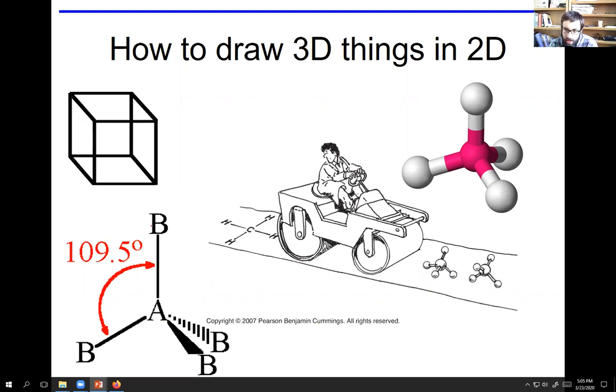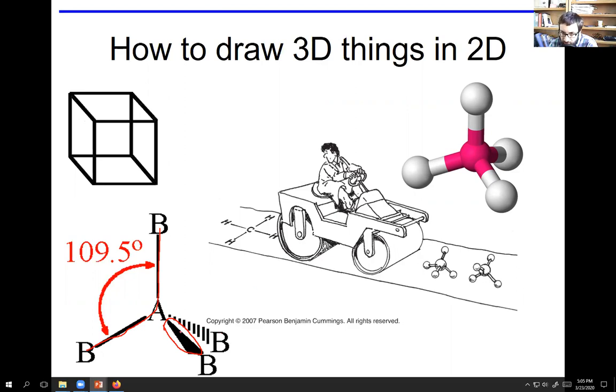Basically, if you draw it normally like this, that's in a plane. So that's in the plane of the paper. But this A to B bond, that's called a wedge, that thick one that I'm circling right now, that is pointing out towards you. So that's coming out of your screen. That's what that's supposed to represent.